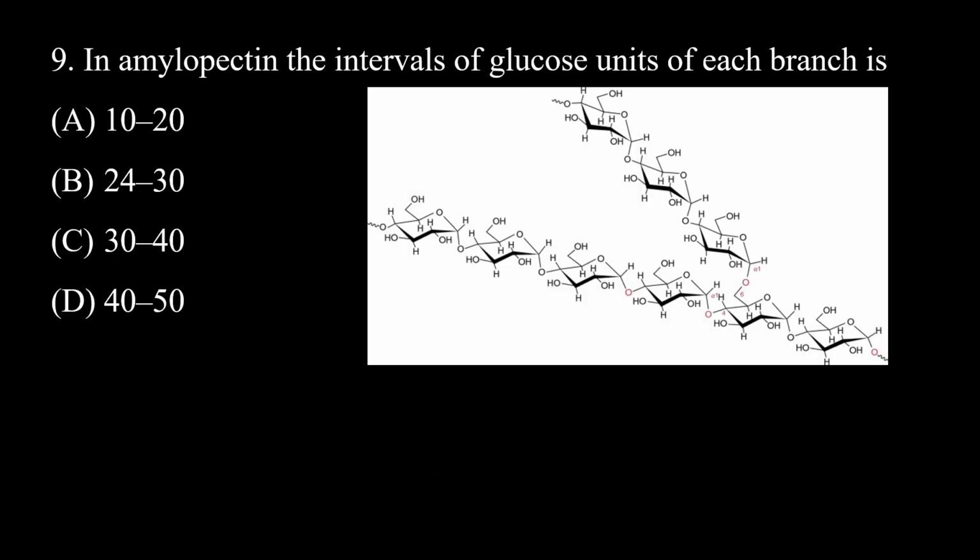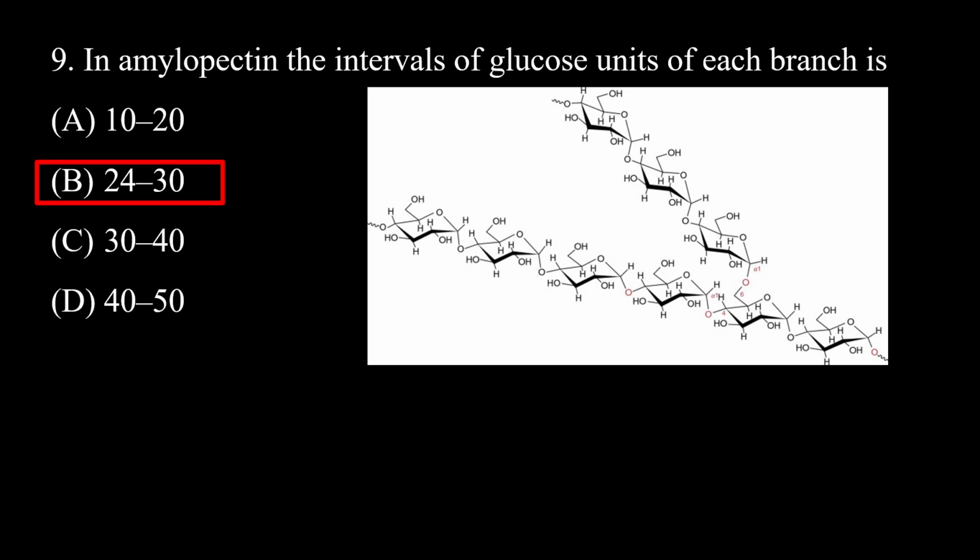Another question is similar, about amylopectin. In amylopectin, the interval of glucose units of each branch is. So in this question, they have asked about the intervals. A. 10 to 20, B. 24 to 30, C. 30 to 40, D. 40 to 50.